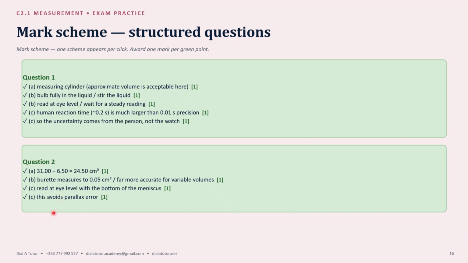B. Burette measures correct to 0.05 cubic centimeters, far more accurate for variable volumes. And then C. Read at eye level with the bottom of the meniscus, and this avoids the parallax error.